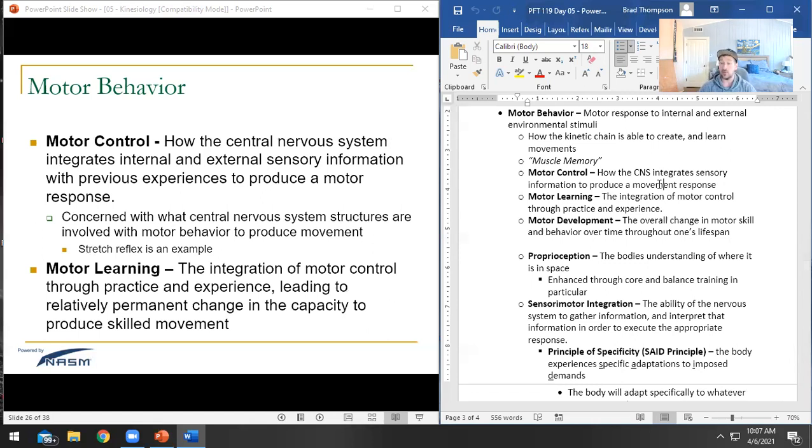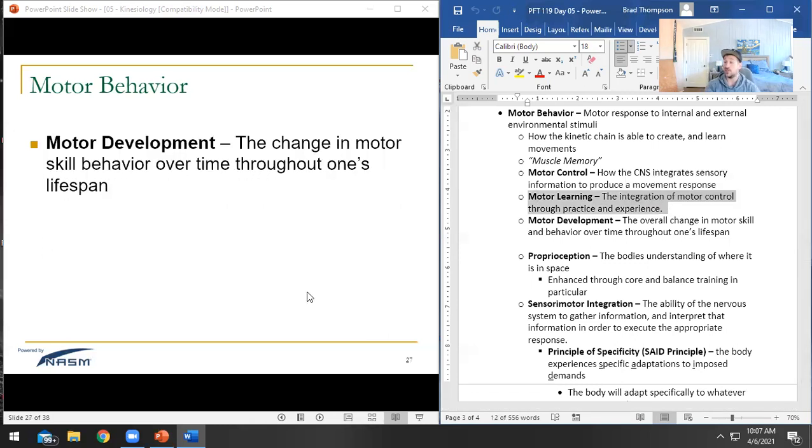There's motor control. But then we've also got motor learning, which is the integration of motor control over time, through practice and experience. So the more often you do something, the better you're going to get at it, because you are developing your motor learning, right? And then motor development is the change in that skill or that behavior over your lifespan.